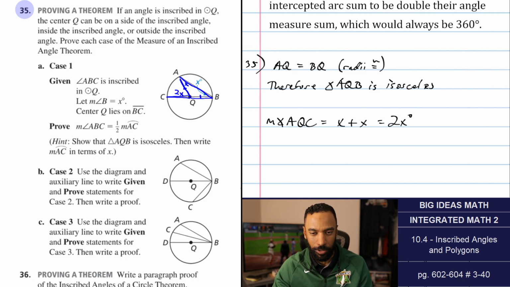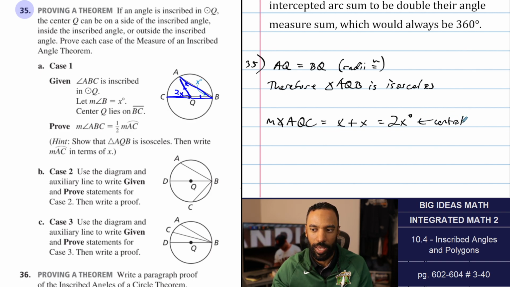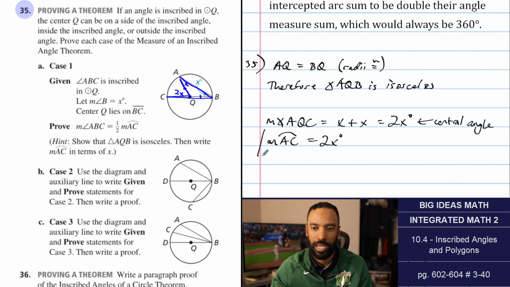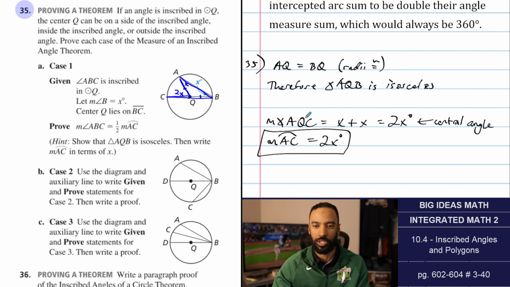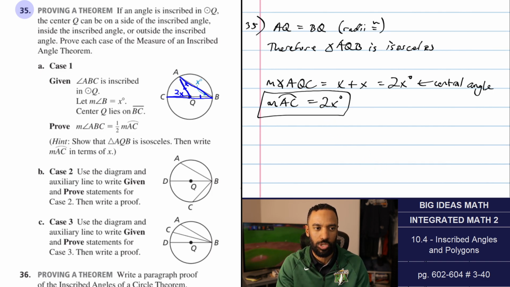And that's a central angle. A central angle is equal to the measure of its intercepted arc. Therefore, the measure of arc AC is also 2x degrees. Now, 2x degrees means double the original bit, so that seems to work itself out. That's part A.